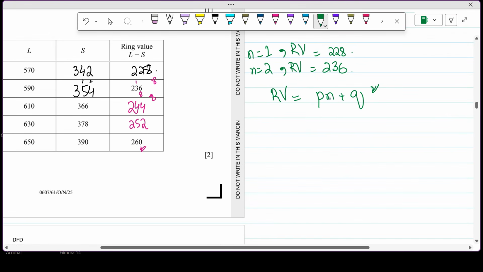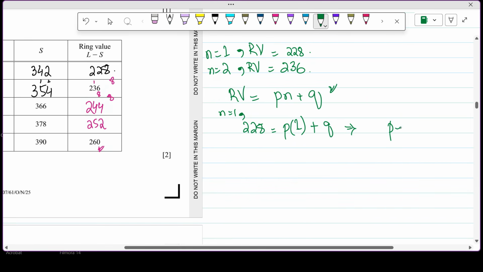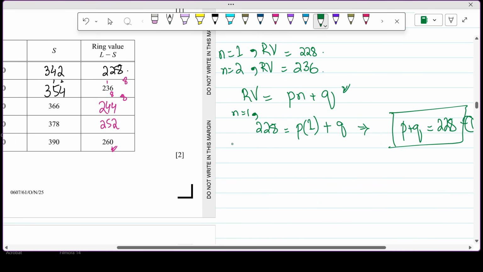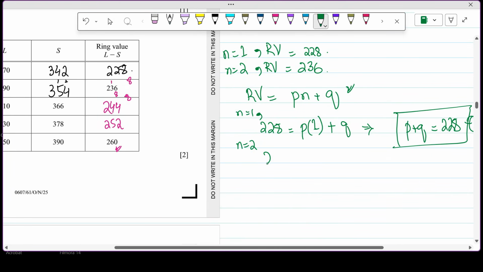When n is equal to 1, we have the ring value which is 228 equals p times n, meaning 1, plus q. So this is p plus q equals 228. This is equation 1. Similarly, when n is equal to 2, we have the ring value 236. 236 equals p times 2 plus q.